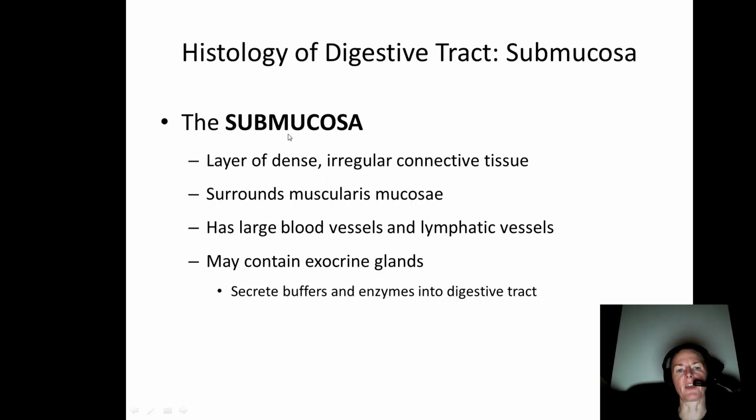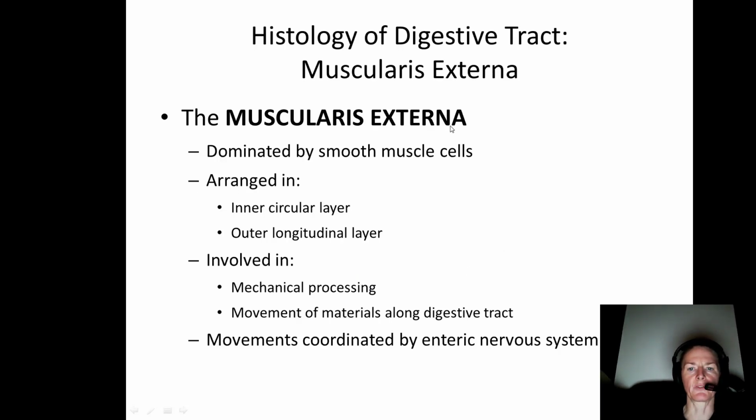All right, so as we said, the submucosa, just a reminder, is dense irregular connective tissue, and it's going to surround that mucosa, and the outside of the mucosa obviously is the muscularis mucosa. We're going to have larger blood vessels and lymphatic vessels in here, and we're going to have some exocrine glands that may secrete buffers and enzymes into the digestive tract. As we said, we've already talked about the muscularis externa. We've got our inner circular layer and our outer longitudinal layer.